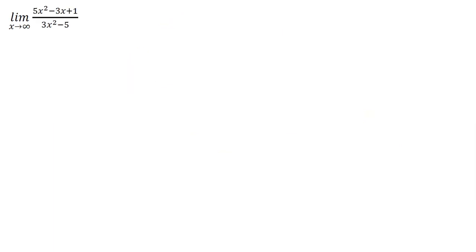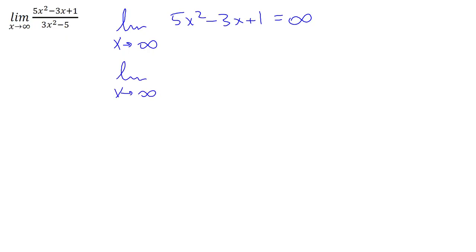For our next one here, the limit as x approaches infinity of this, we should be able to note that the limit as x approaches infinity of 5x squared minus 3x plus 1 is infinity, and that the limit as x approaches infinity of 3x squared minus 5 is also infinity, right? Because we're just having the squared terms dominate there, right? So infinity squared is infinity.